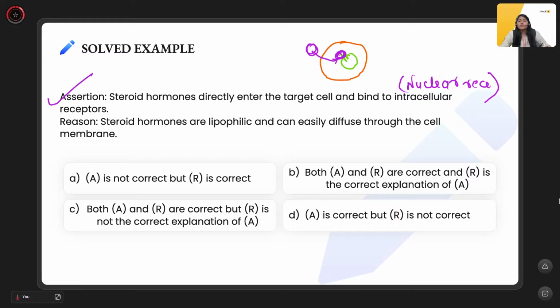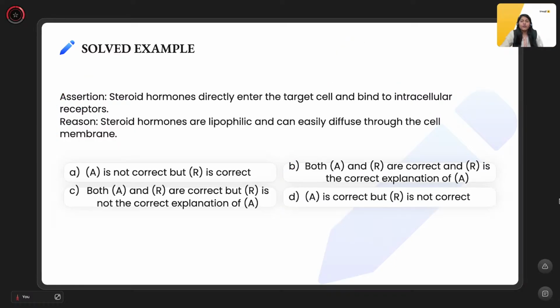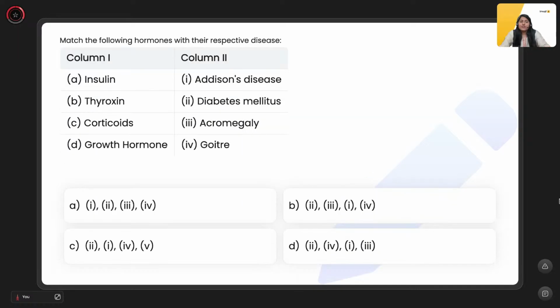Okay, so your assertion is also correct, reason is also correct, and reason is actually the correct explanation of assertion. So both A and R are correct, and R is the correct explanation of assertion. So your option B is going to be your correct answer. Moving on, we have match the column question. Match the following hormones with their respective diseases.